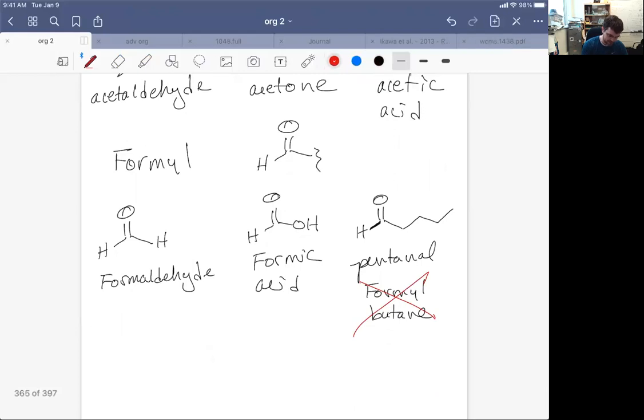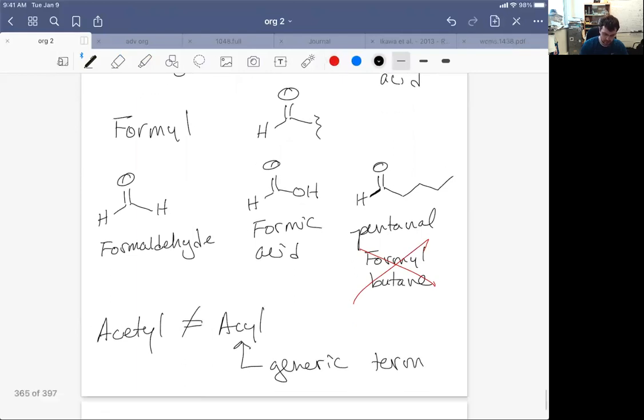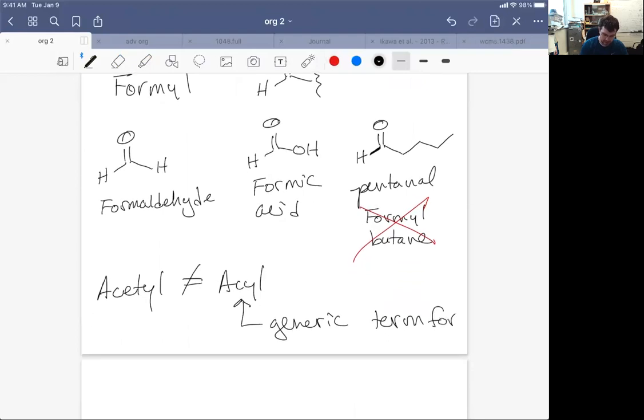But before I do, maybe I should just mention again, acetyl is not the same as acyl. Acyl is just a generic term for a carbonyl with some sort of C on one side.